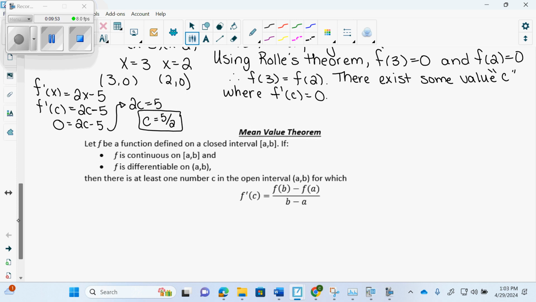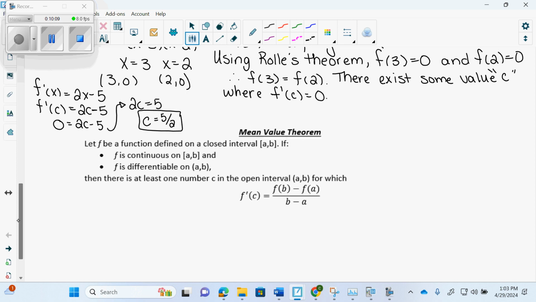The cool thing about your test on Wednesday is if I ask for Rolle's or mean, you have to state that it's continuous and differentiable between those values, right? They're the exact same thing. That has to be stated if I'm asking you to do Rolle's or mean. Yes, Kai. Yes. All right.